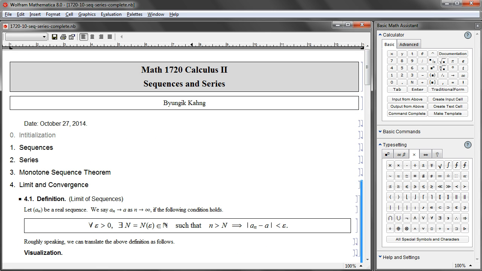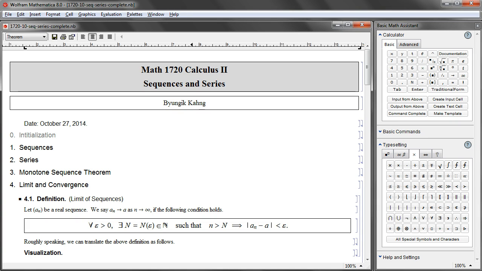Here we go. We define the limit of a sequence as follows. Let's say a_n is a real sequence, and we say a_n approaches a, or a_n converges to a, as n goes to infinity if the following condition holds. And then we see something terrifying. It kind of reads like this. For any positive real number epsilon, there exists a certain natural number capital N, which depends upon epsilon, such that whenever small n is greater than capital N, the distance between a_n and a is less than epsilon, the first positive real number selected.